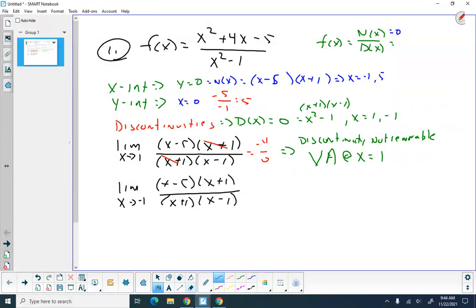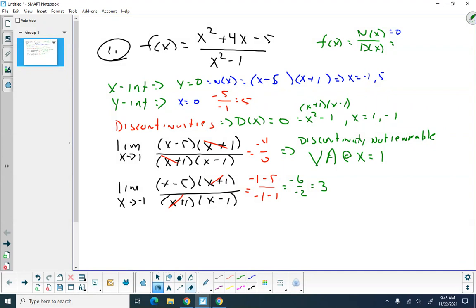So we write it in factored form, but we have the limit as x approaches -1 now. We factor, we cancel, and then we substitute our -1 in. So if we substitute -1, we get -6 on top: -1 minus 5, and -1 minus 1 on the bottom. So we get -6 over -2. We get a value of 3. So we're able to remove the discontinuity.